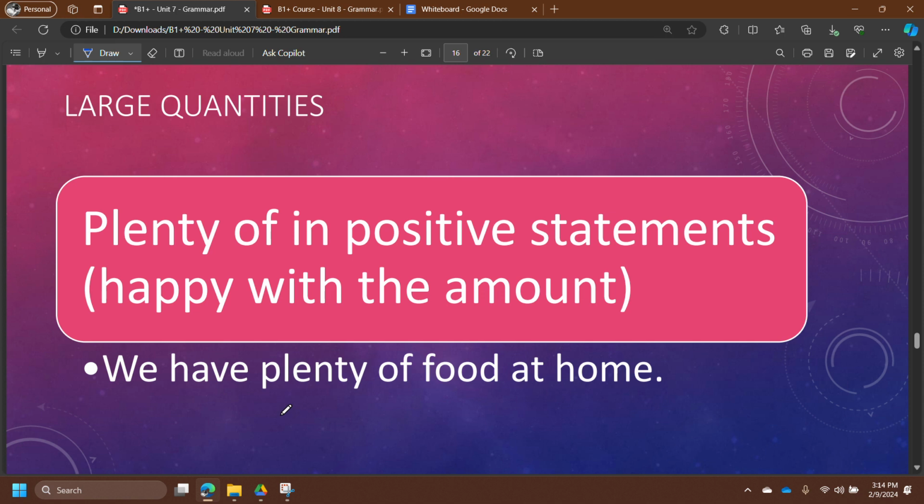And plenty of in positive statements can also be used. The point is, guys, that it does have an implied meaning, and that implied meaning is that you're happy with the amount. For example, if I say that we have plenty of food at home, it means that I'm happy with the food we have. I don't need more. I don't need you to go and buy some more. Even if people bring it to me, I may not even want it because I'm happy with the amount of food we have. Okay, so we have plenty of food.